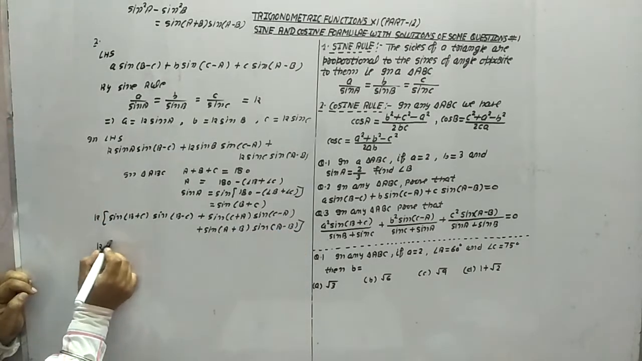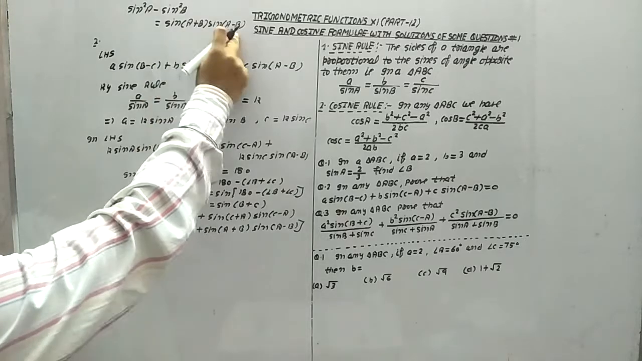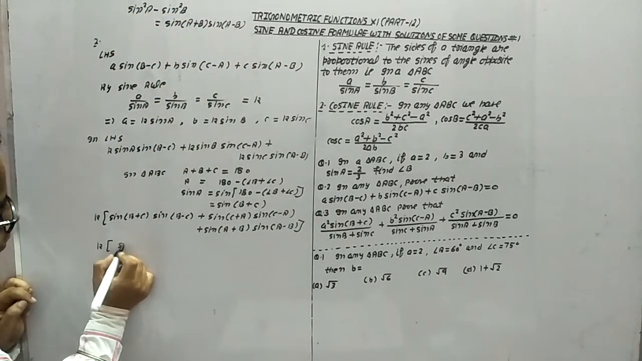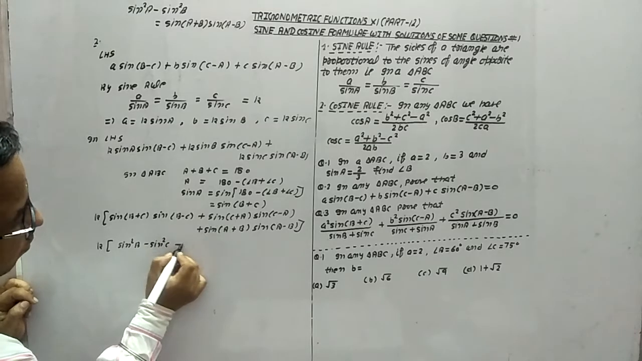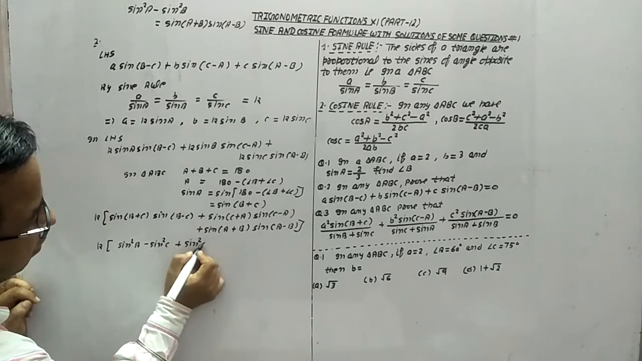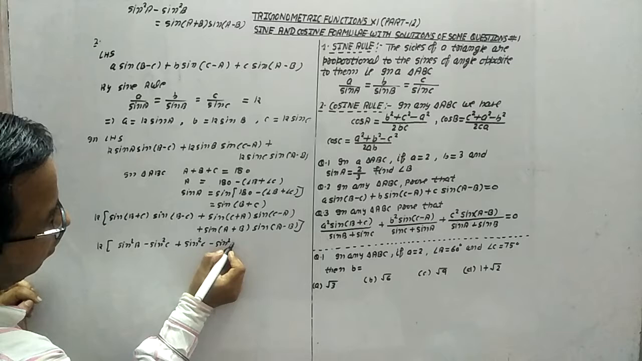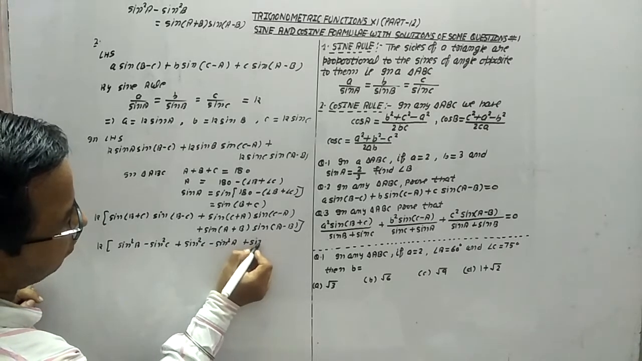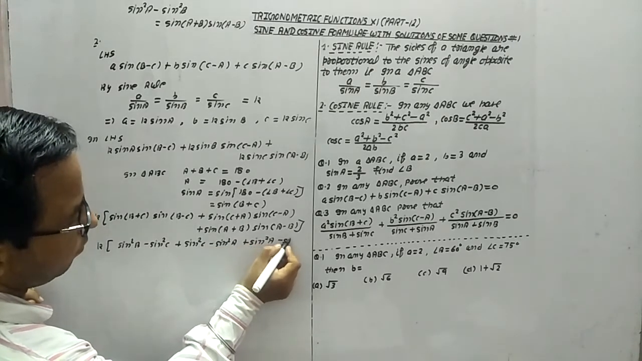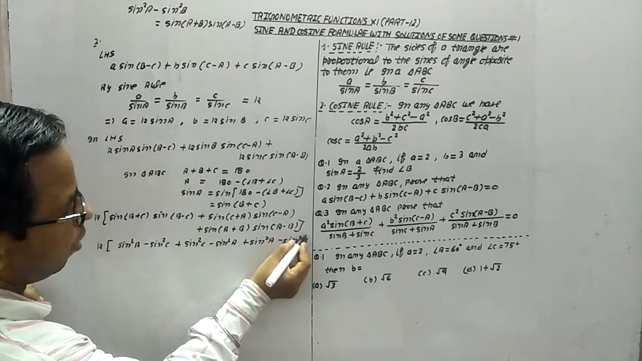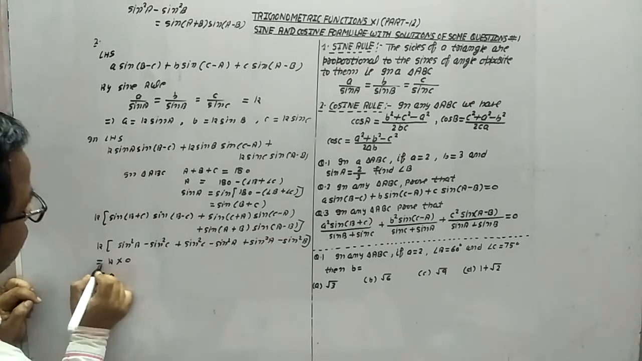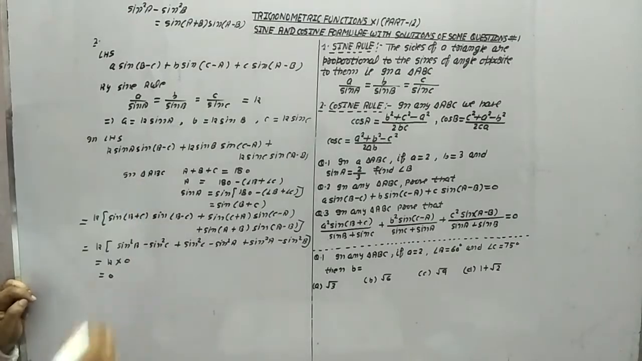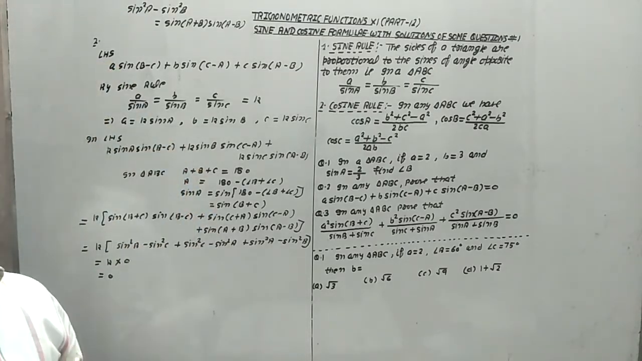Now, as we know that sin A plus B into sin A minus B means sin square A minus sin square B. So this is sin square B minus sin square C plus sin square C minus sin square A plus sin square A minus sin square B. Now everything will cancel out. K into 0 means 0. So this is the way to do the proof of this type of questions.